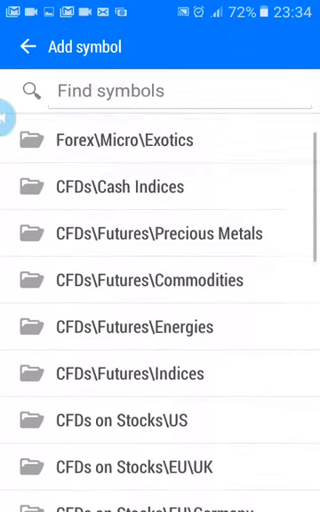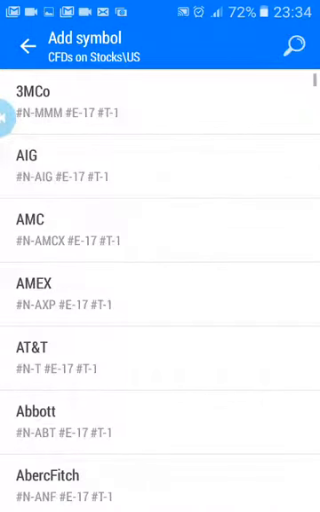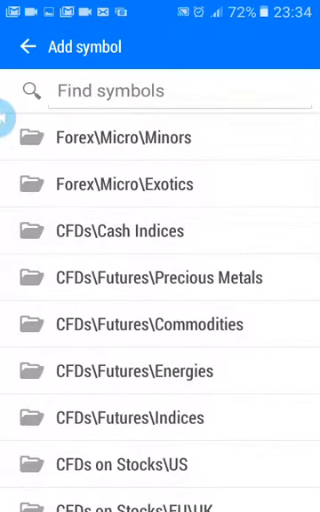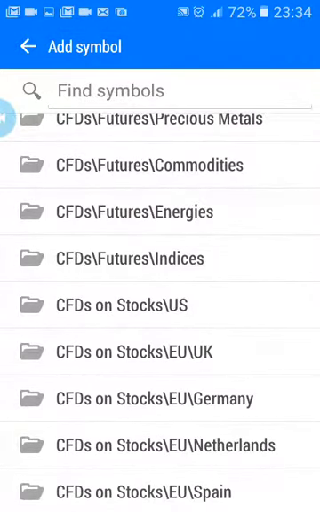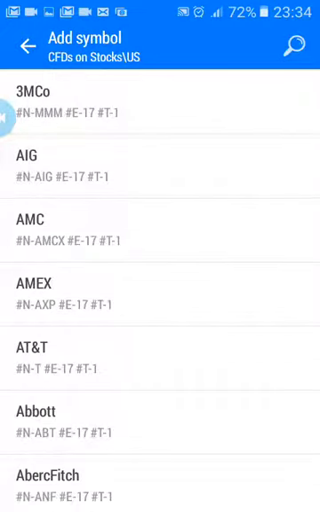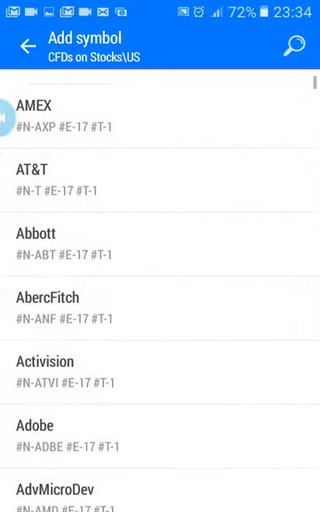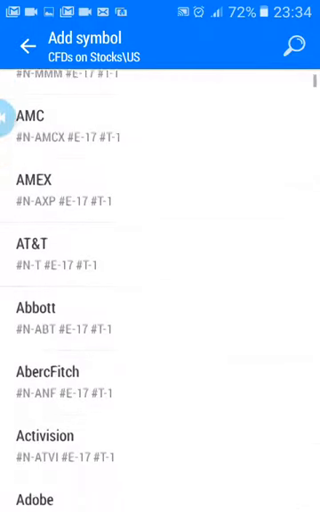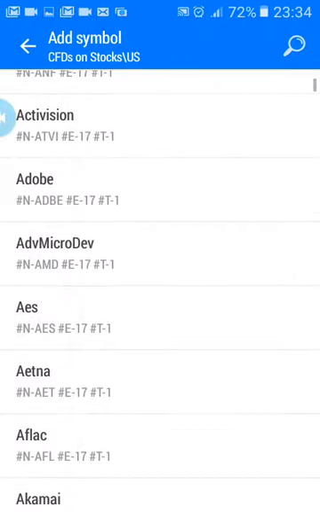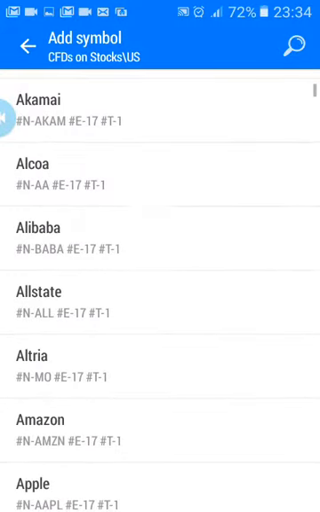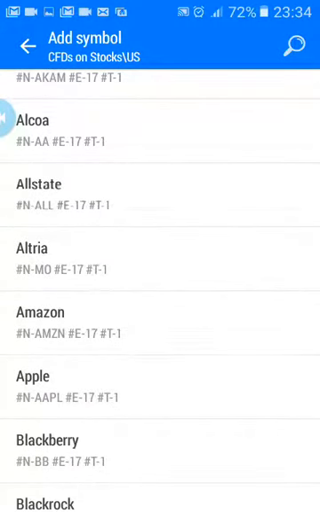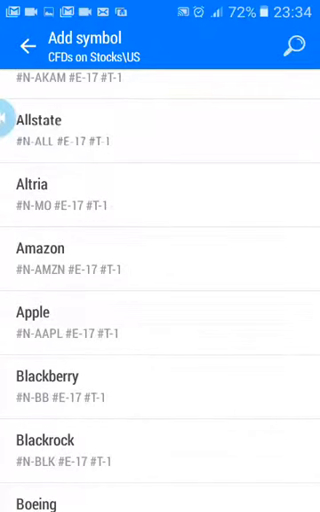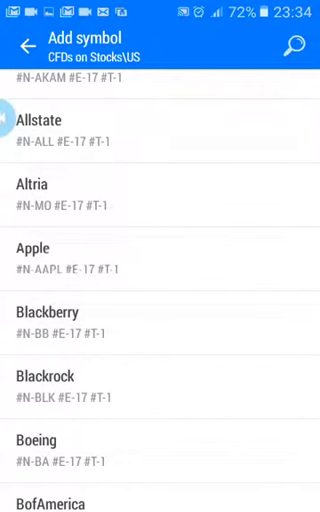Then let's go to stocks, okay? The UK stocks, okay? Let me just check this one. What are these? US stocks, sorry, not the UK, but the US stocks. And these are the stocks which I trade most. I trade the AIG company stock, and I also trade Alibaba, which is the Chinese company. Alcoa also I traded. Amazon and Apple, I like it.